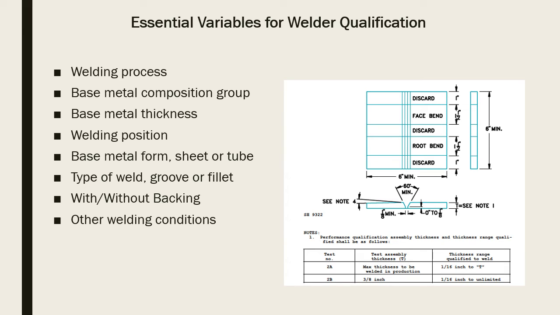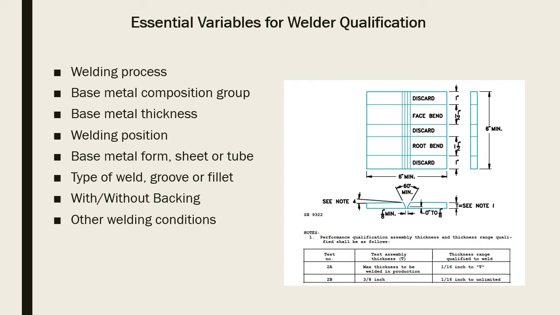This is a biggie. This is where you can get in a lot of trouble, is welding position. Qualified my welders for horizontal. They've been welding uphill and overhead, and good Lord, we don't have any qualification paper on them for being able to run in that position. The base metal form, is it sheet, is it tube? Sometimes this is something that comes into play.